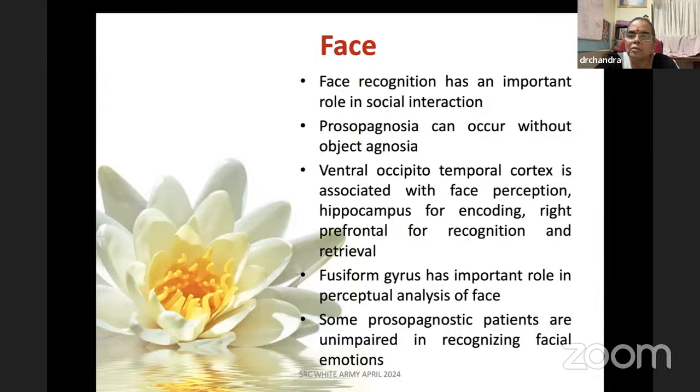And ventral occipitotemporal cortex is associated with face perception. It is coded in the hippocampus and right prefrontal cortex for recognition and retrieval. And fusiform gyrus has an important role in feature analysis of the face. And some prosopagnosic patients are unimpaired in recognizing facial emotions. So they may not recognize the person in front as their father, but their cry and laughter they may recognize.